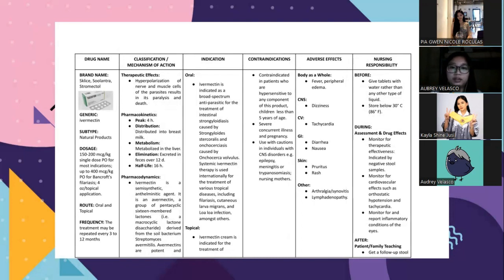So for indications sa oral, it is indicated as a broad spectrum antiparasitic for the treatment of intestinal strongyloidiasis caused by Strongyloides stercoralis and onchocerciasis caused by Onchocerca volvulus. Systemic ivermectin therapy is used internationally for the treatment of various tropical diseases, including filariasis, cutaneous larva migrans, and loa loa infection, amongst others. For the topical, you need to lagay sa skin.